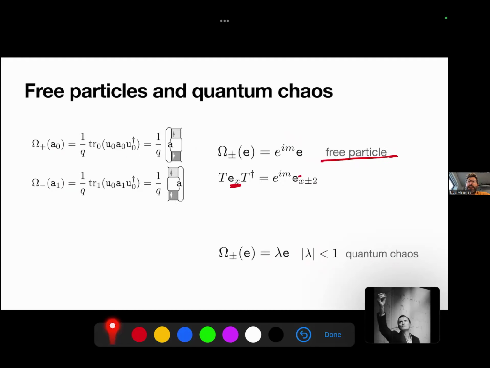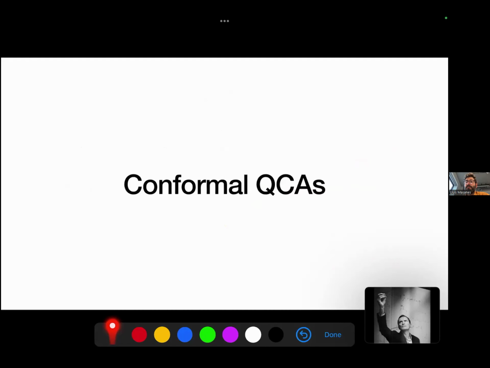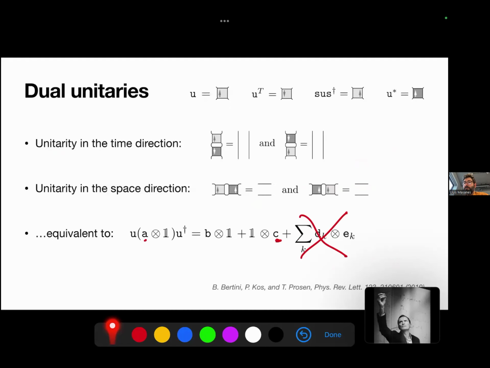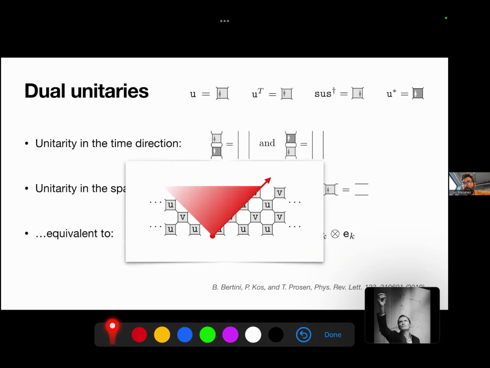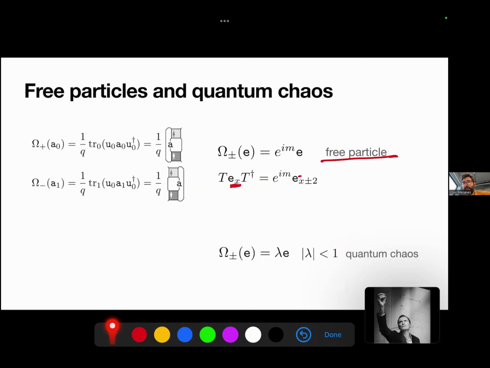Maybe the only thing that I can say is that, because you have this term, this part will make the thing spread in both directions, and the operator just grows and grows and grows. So this is just an intuition of why it gives us quantum chaos. Okay. Any question?